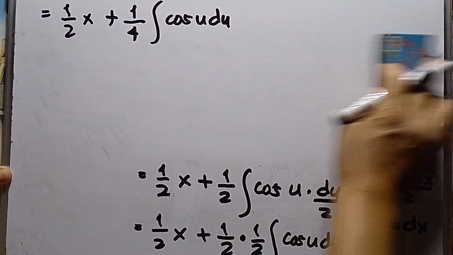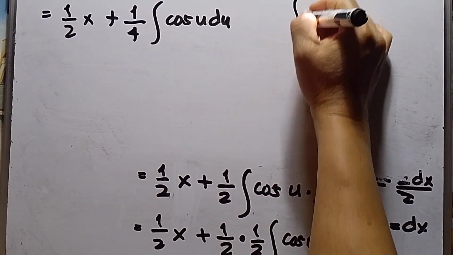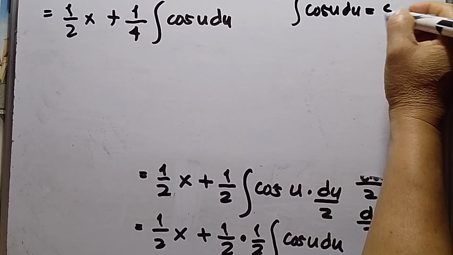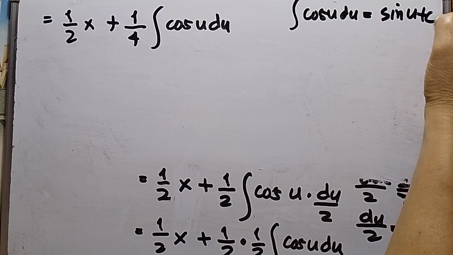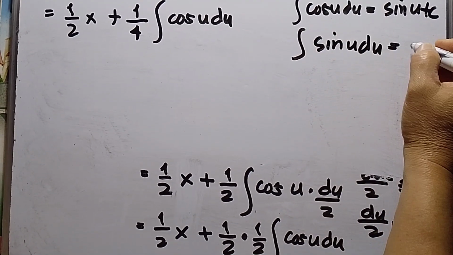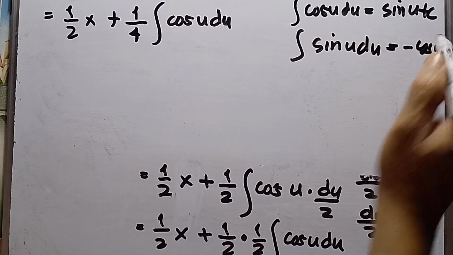So recall our formulas in integration. We have integral of cosine u du is equal to sine u plus c, while integral of sine u du is equal to negative cosine u plus c.